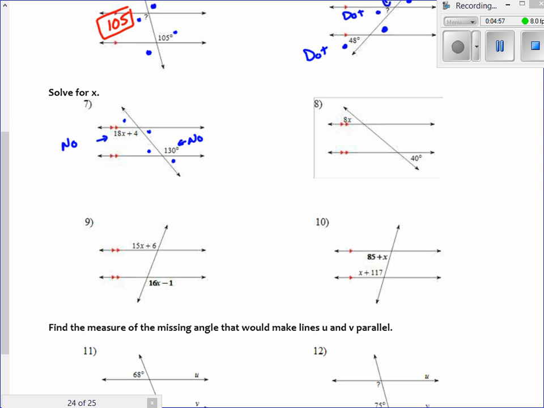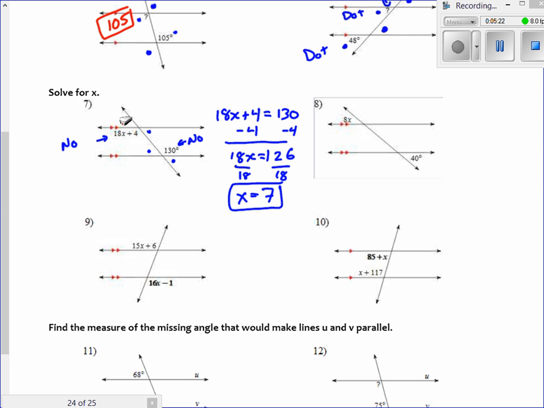So that tells me that 18x plus 4, no dot to no dot, means that they are equal. Equals 130. Set up my algebra. 18x, subtract 4 from both sides is 126. And if I divide both sides by 18, then x equals 7.